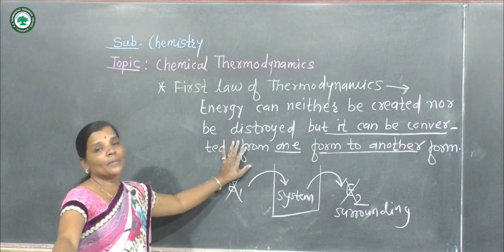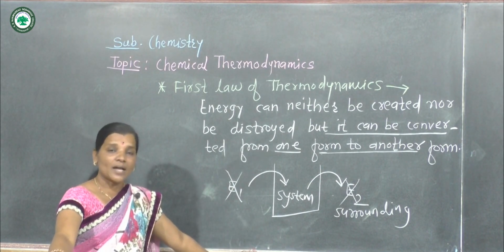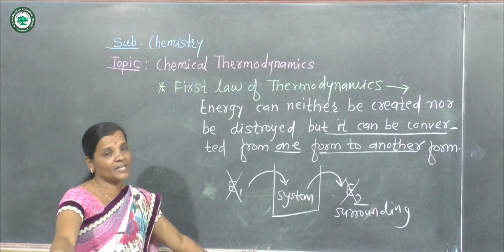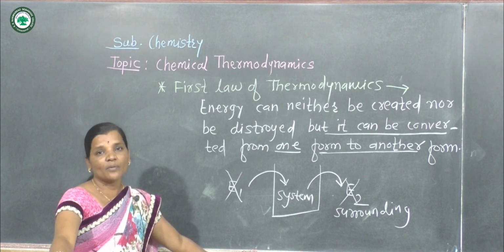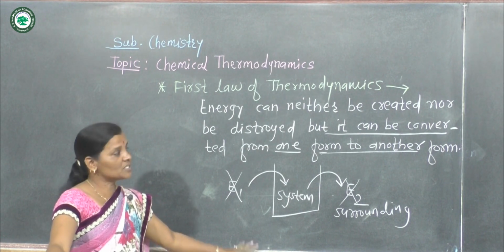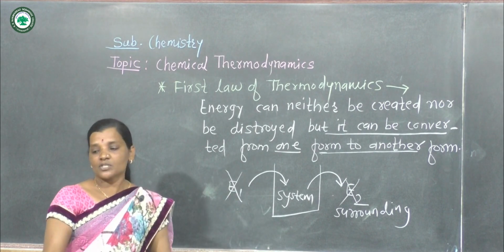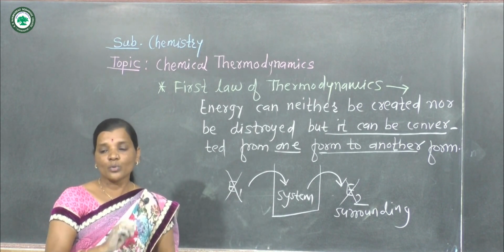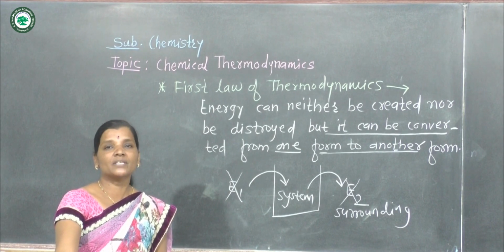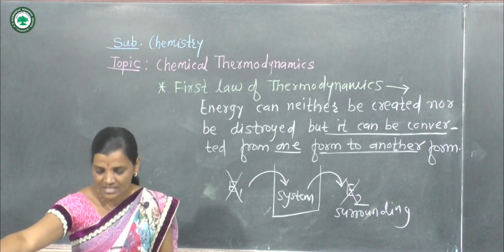So one form of energy is converted into another form of energy, but energy cannot be created and energy cannot be destroyed. So this is the simple way of stating the first law of thermodynamics. But how to express this first law of thermodynamics in mathematical form, that we'll see here.